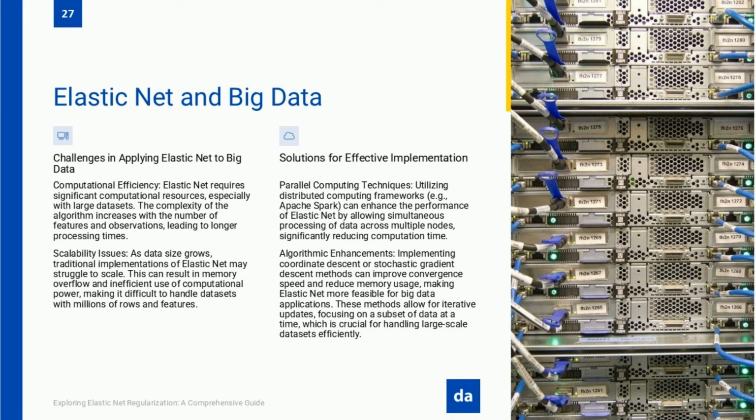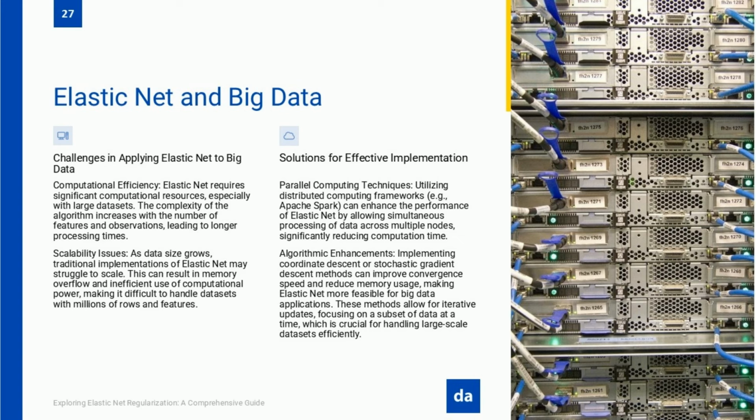One of the biggest bottlenecks in large-scale Elastic Net modeling is computational cost, since Elastic Net solves an optimization problem that involves both L1, Lasso, and L2, ridge penalties. It requires more processing power than standard regression models. When dealing with millions of features, training time can quickly become unmanageable. That's why modern implementations use distributed computing frameworks like Apache Spark's MLlib, which parallelizes computations across multiple machines, allowing Elastic Net to scale efficiently.